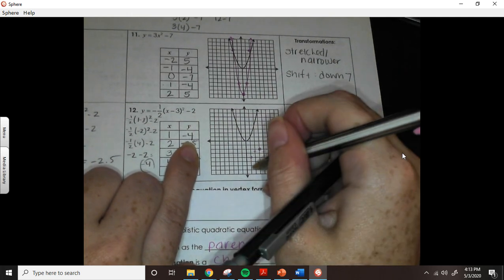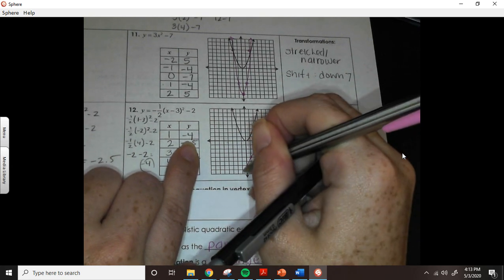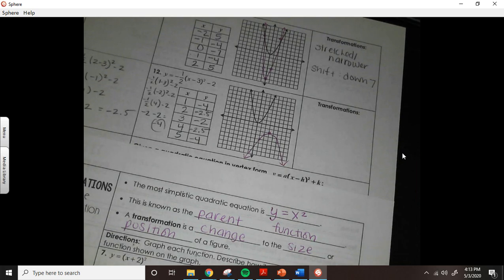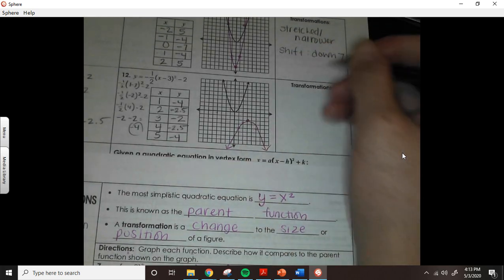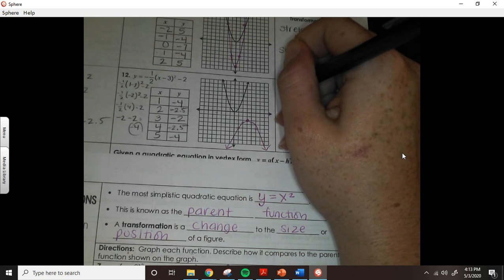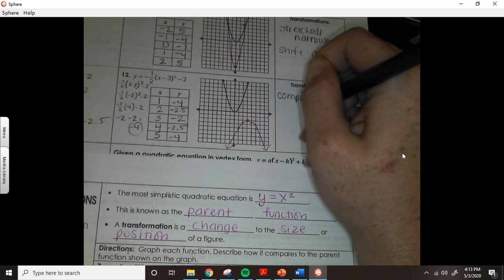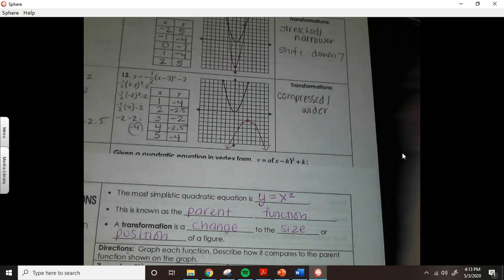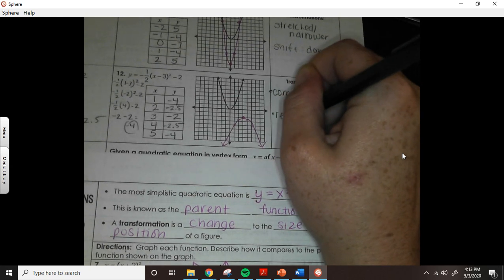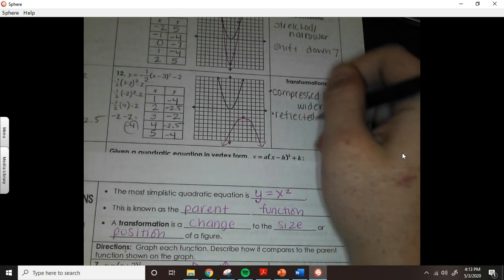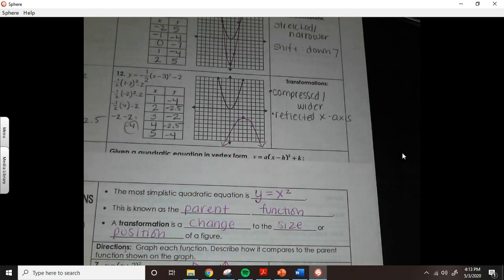All right, now, again, I'm not a bad drawer, but if you thought that this one looked a little wider, you are correct, because look how little the space was between these points. So this is compressed, or wider. And what else is it? It's reflected over the x-axis, because it was opening up and now it's opening down.